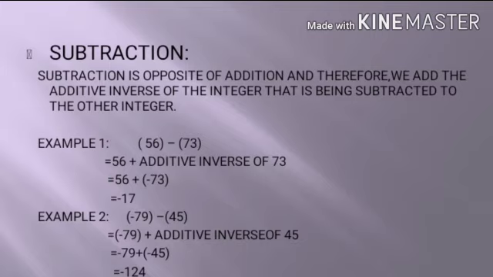Once again I repeat, 56 and 73 are two positive integers and we have to subtract them. The first integer is 56 and the next sign is minus. If you take the additive inverse, minus reverses into plus, and 73 is converted into what? Minus 73. So minus is converted into plus, and plus is converted into minus.